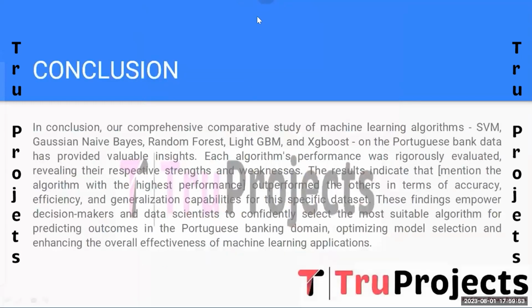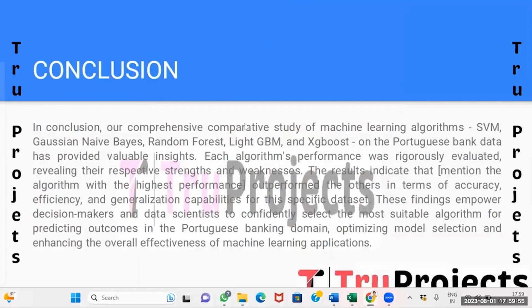And in conclusion, our comprehensive comparative study of machine learning algorithms with SVM, Gaussian Naive Bayes, Random Forest, LightGBM and XGBoost on the Portuguese Bank Data has provided valuable insights. Each algorithm's performance was rigorously evaluated, revealing their respective strengths and weaknesses. The results indicate that it outperformed others in terms of accuracy and efficiency.